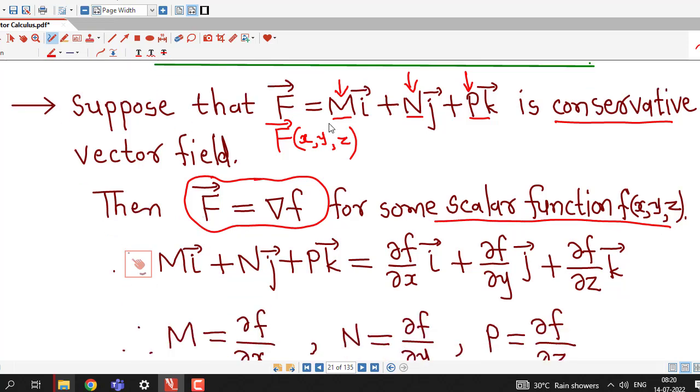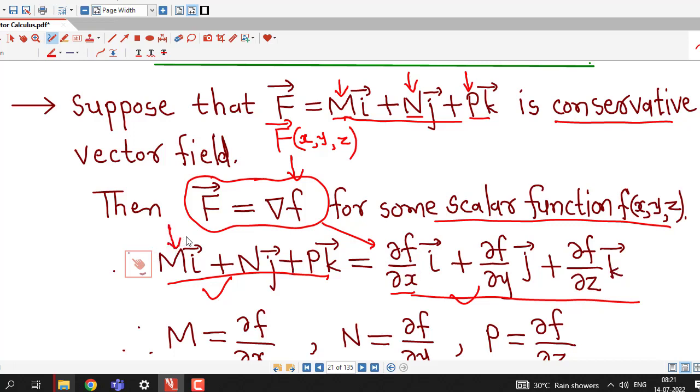Now on the left hand side, we put f bar equal to m into i plus n into j plus p into k, and the right hand side is the gradient of scalar function f. So using the definition of gradient, the right hand side is equal to del f by del x i plus del f by del y j plus del f by del z k. So now we have two equal vectors. Therefore, we can compare the coefficients of i, j and k. Two vectors are equal if their components are equal.